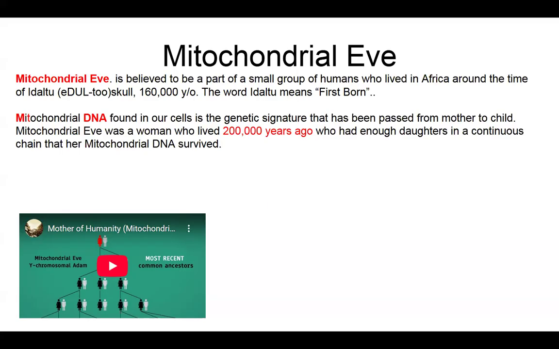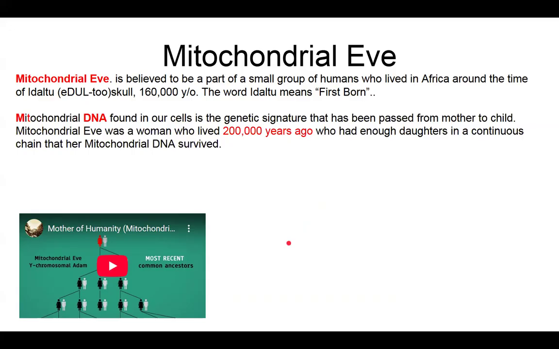Mitochondrial DNA found in our cells is the genetic signature that has been passed from mother to child. Just to let you know, mitochondrial DNA only gets passed from the mother to the child, not from the father. That's why they're able to trace it all the way back to Black African women in Central Africa that all humans on the planet are derived from.